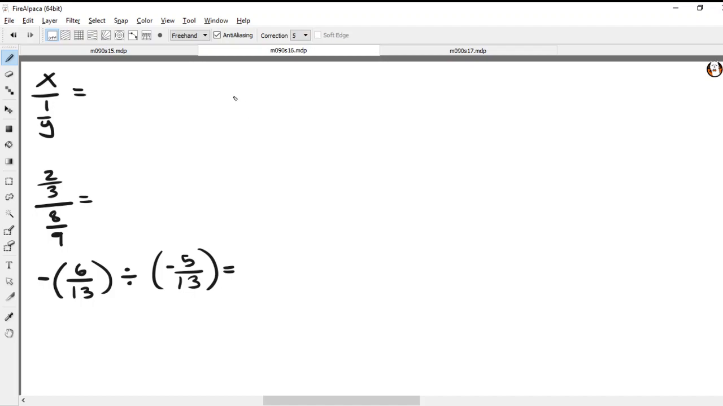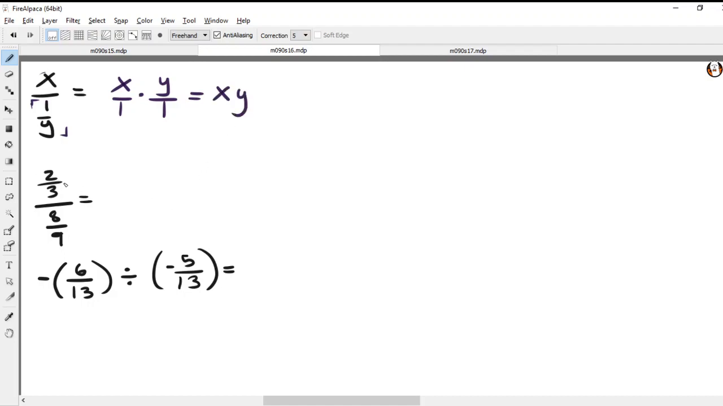Let's do a little bit of division here. This is x divided by 1 over y. Well, we just saw how to handle something like this. So this is going to be x times y over 1, or we could say x over 1 times y over 1, or just plain x times y.